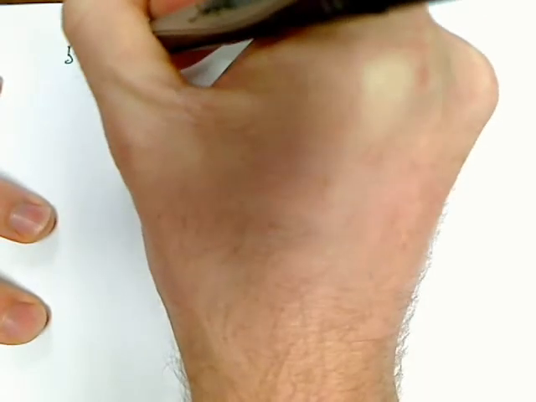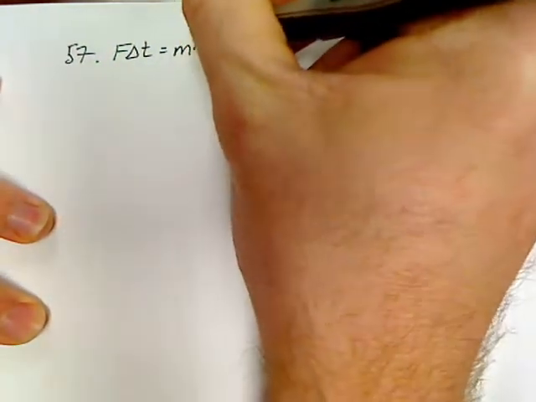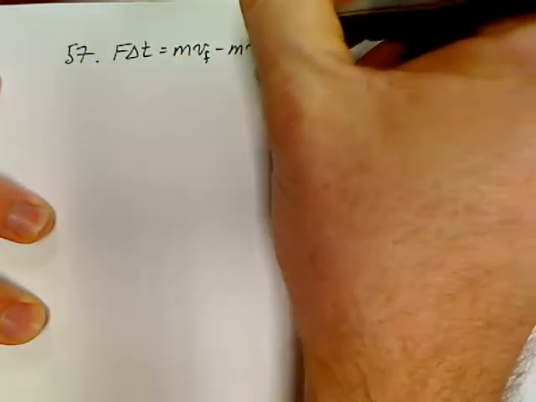Alright, next one on our list is number 57. 57 wants to know impulse. Several of you missed this. You shouldn't. Impulse is equal to a change in momentum: mv final minus mv initial.